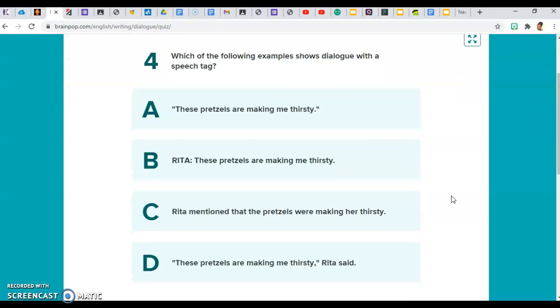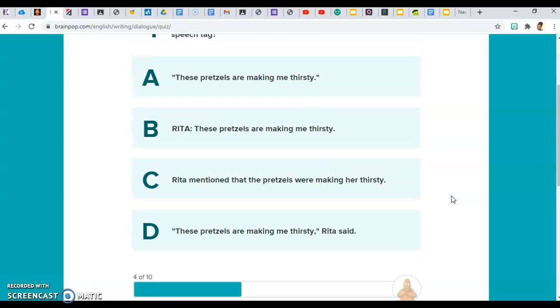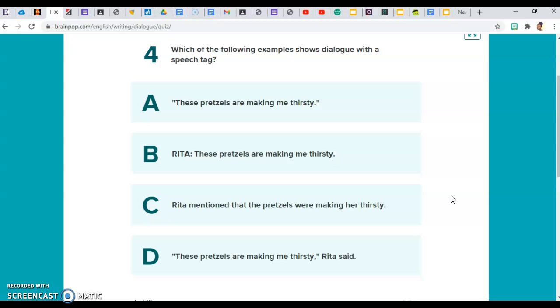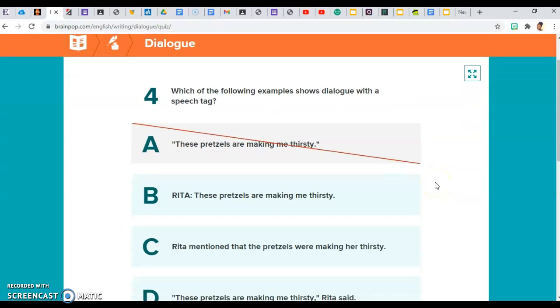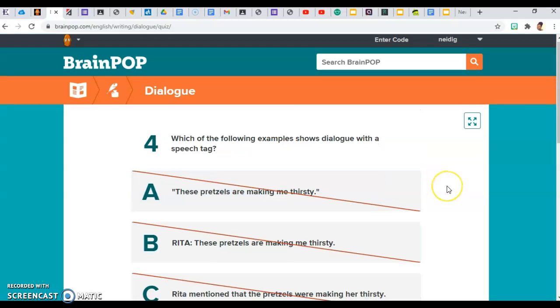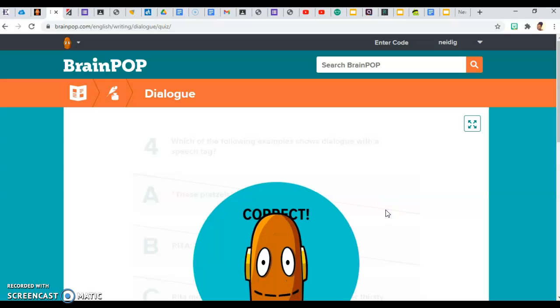Number four. Which of the following examples shows dialogue with a speech tag? A. These pretzels make me thirsty. B. Rita, these pretzels are making me thirsty. C. Rita mentioned that the pretzels were making her thirsty. Or D. These pretzels are making me thirsty, Rita said. Starting at A. Not our correct answer. B. Not the answer. C. Not the answer. Which leaves us with D, our correct answer.